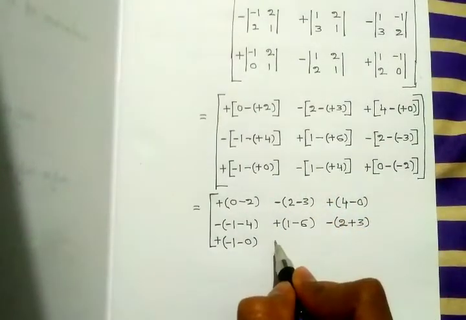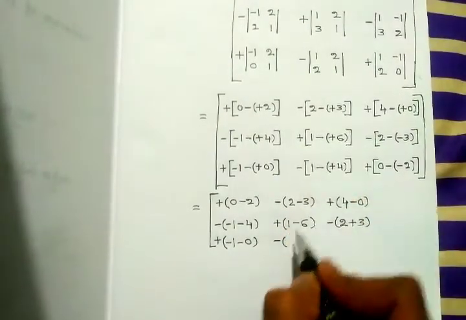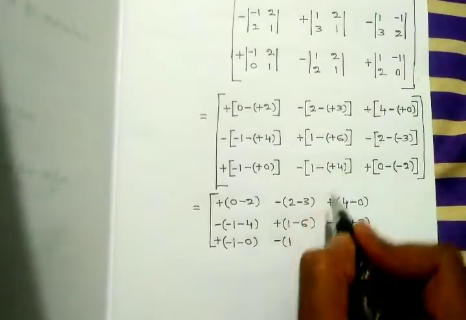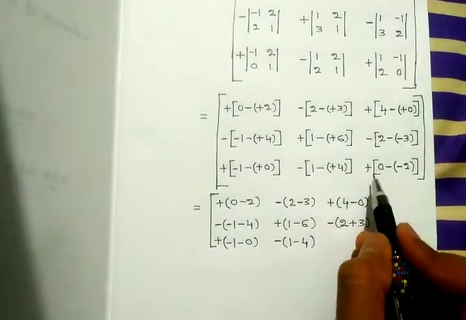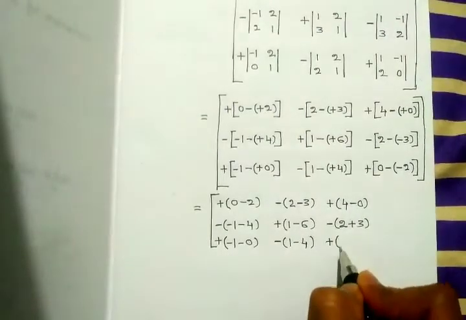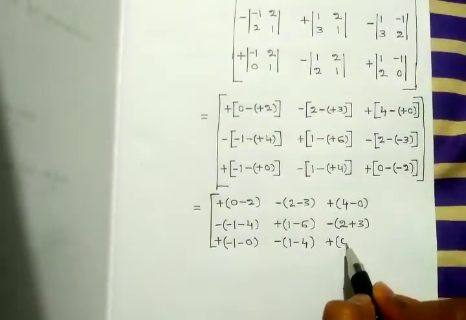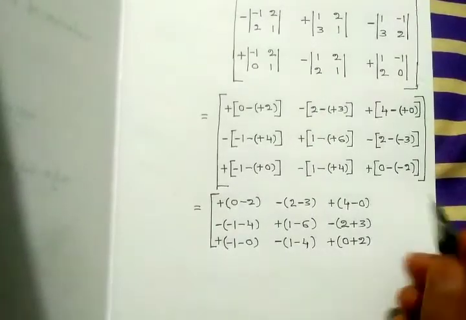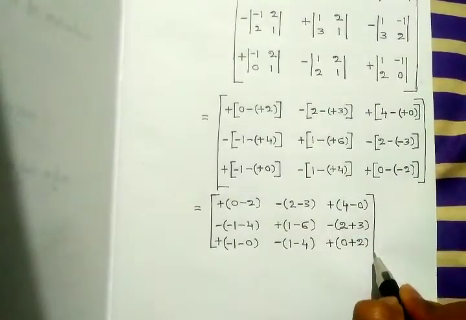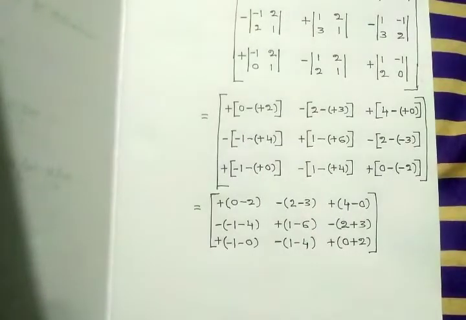Next, minus 1 keep it as it is. 1 also keep it as it is. Minus into plus is minus 4. Next, last element, plus sign keep it as it is. Next, 0. Minus into minus is plus 2. Minus into minus goes to plus 2. Then close the main bracket.